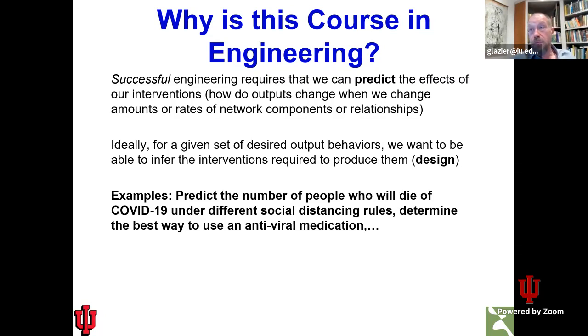And so we might be able to, for example, want to predict if we apply different social distancing rules, what fraction of the population will die of COVID. And we'll come back to that in just a minute, and we'll see some predictions and how different they are. It shows how much uncertainty there is.